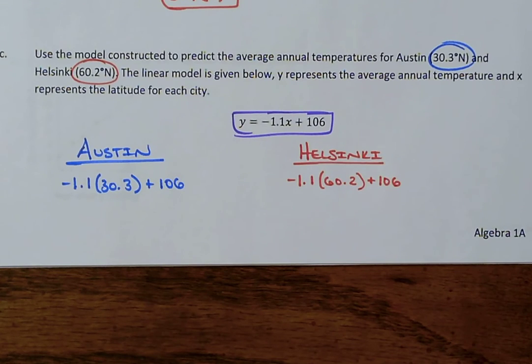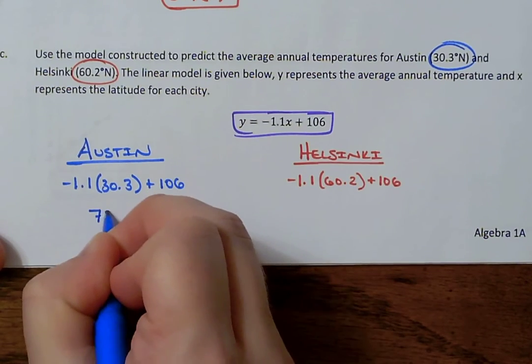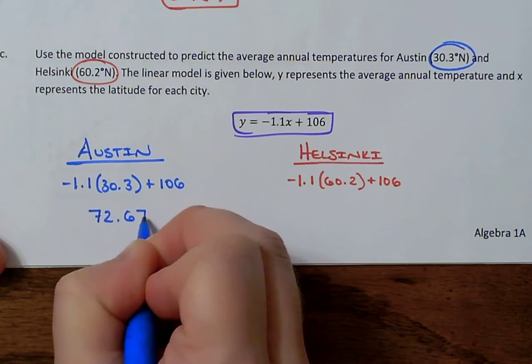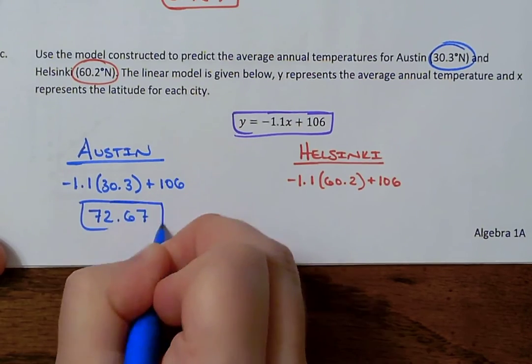So if we do negative 1.1 times 30.3, we get negative 33.33 plus 106, and that is going to give us 72.67.